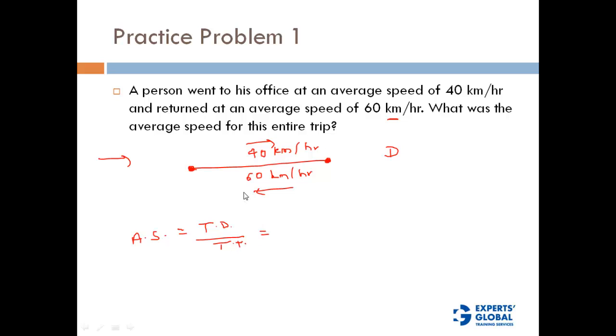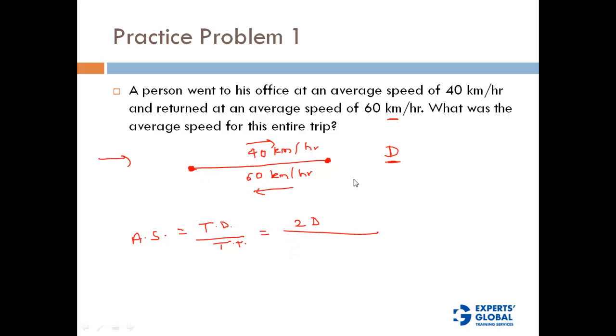What is going to be the total distance in his journey from home to office and office to home? It is going to be d plus d, which is equal to 2d, right? D is the distance between home and office. What is going to be the total time? It is going to be the time taken to go from home to office, and then the time taken to go from office to home. That means time taken to travel d distance with 40 kilometers per hour plus time taken to travel d distance with 60 kilometers per hour while returning. Okay, so what is going to be time 1? That means the time from home to office.